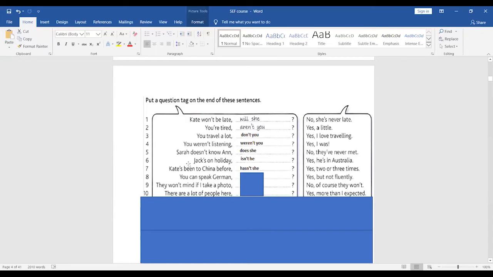Sixth question is Jack's on holiday, isn't he? Yes, he's in Australia. The seventh question, the statement is Kate's been to China before, hasn't she? And the answer to that is yes, 2 or 3 times.